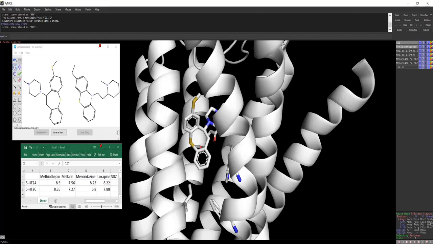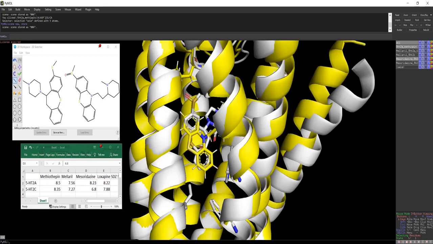Now, if we instead look at mesoridazine, which is an analog of melloryl, where you add a carbonyl here, what you can see is you increase the affinity to 5-HT2A and decrease its affinity to 5-HT2C. So in fact, now you've gone from a non-selective ligand to a selective one. And we can see why this is the case in my docked structures.